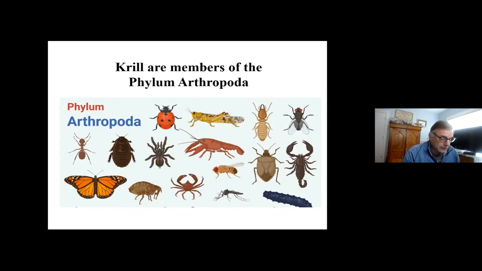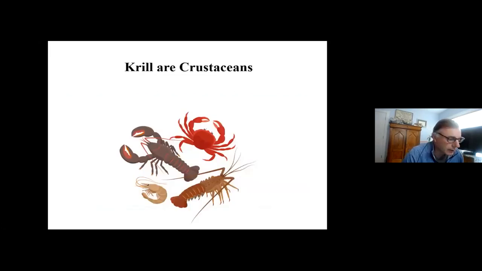So that will be something we'll talk about a little bit to understand some of the constraints on krill. Now, krill are crustacean arthropods. So crustaceans are predominantly aquatic arthropods. They include the very familiar lobsters, crabs, and shrimps, but there's also a whole host of other organisms.